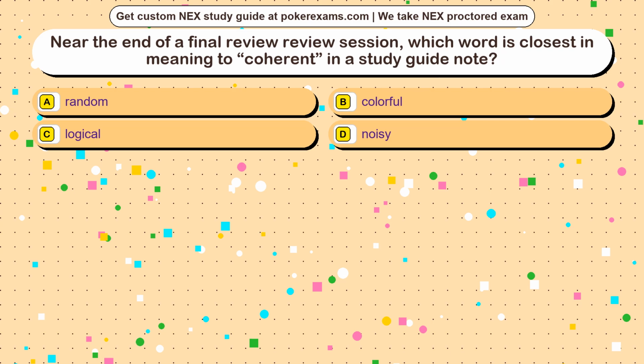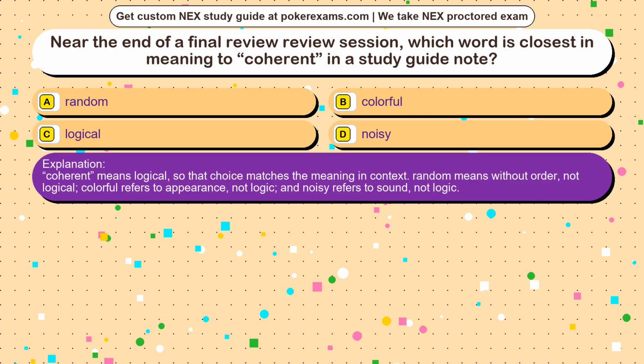The correct answer is option. Coherent means logical, so that choice matches the meaning in context. Random means without order, not logical. Colorful refers to appearance, not logic. And noisy refers to sound, not logic.